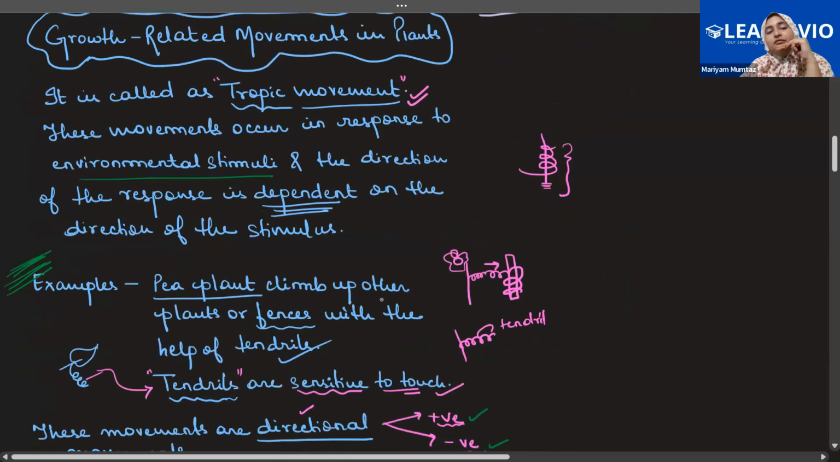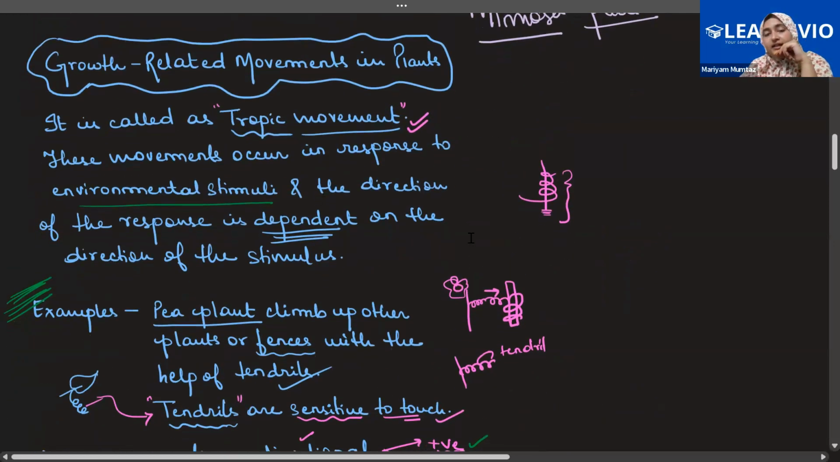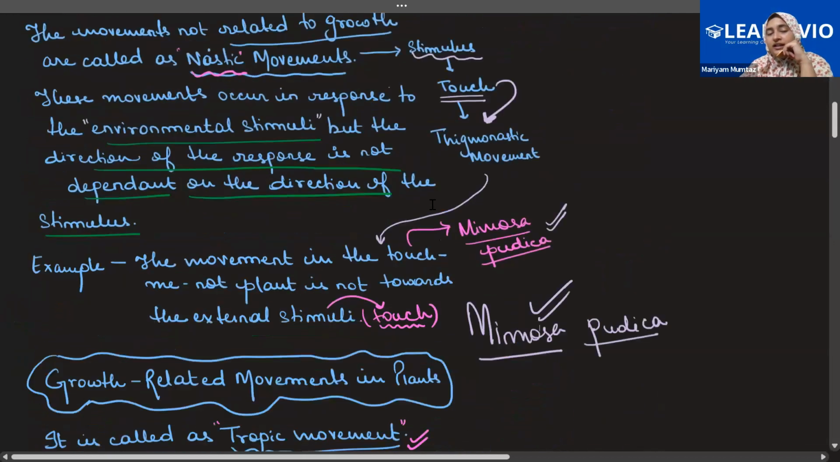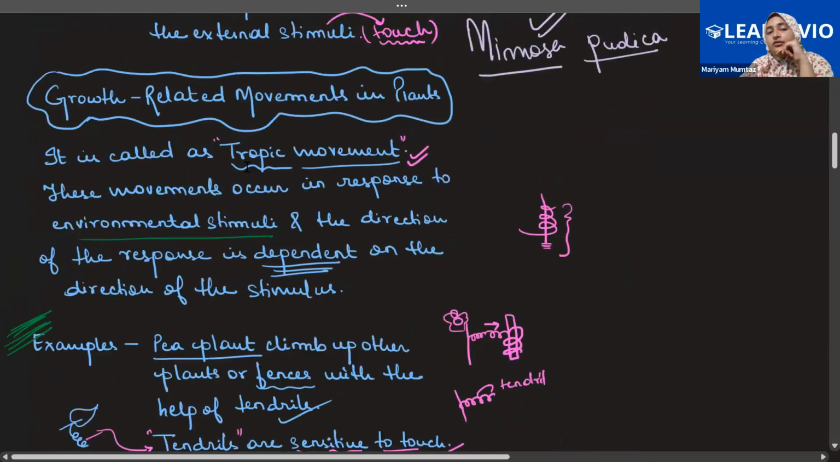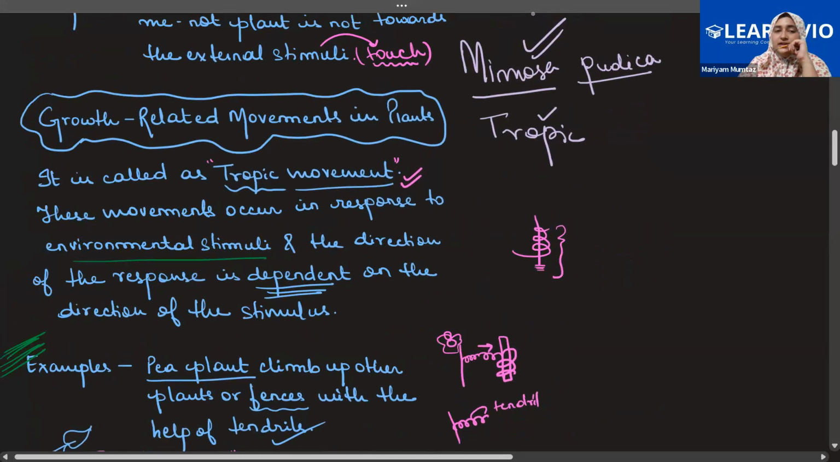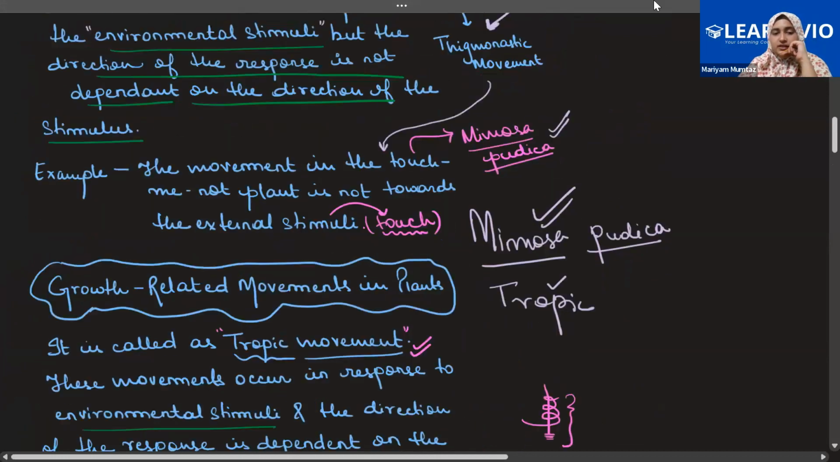Now the next type of movement is growth related movements in plants. Now this was not growth related and this one is growth related movement. The other name for it is tropic movement. Growth independent movement was nastic movement. This one is tropic movement. But before we discuss, you people take down the notes for this particular thing, okay?